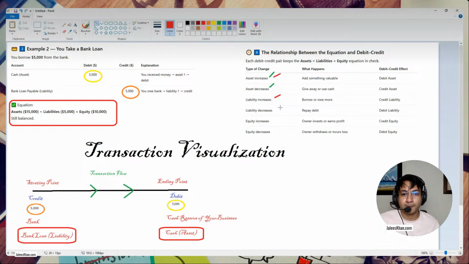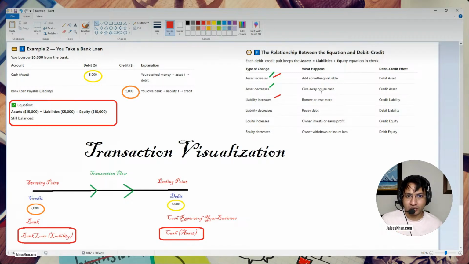Okay, so here it is. Liability decreases. What's happening is that if liability is going to decrease, it is going to decrease the asset, because this liability is going to be paid by the asset. So the asset is going to be the starting point of the transaction. So the asset decreases, it means that asset is going to be credit. And it is decreasing the liability in exchange.